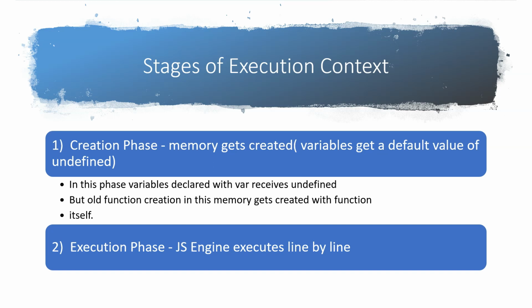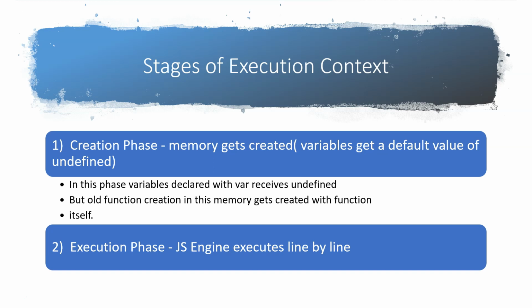By default it will set undefined. In the creation phase, it will not execute anything, it will just scan through and set undefined to all the variables. But there is a small difference. If you have created a function in the old style, like function func1, in that case alone, the function will be allocated in memory. But in all other cases, whatever you create with var, undefined will be set.